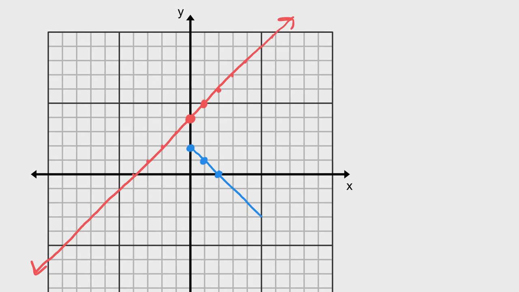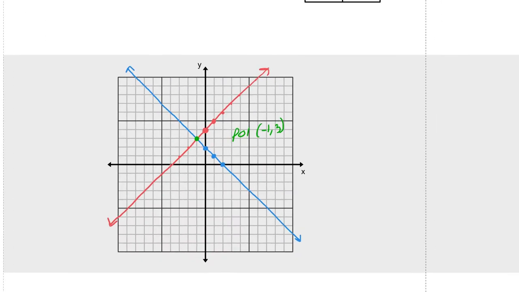So I'm going to carefully draw my line through my grid boxes, forwards and now backwards. And you can see clearly now that the POI is -1, +3. So -1, +3 will be the value that you check with this pair of equations.